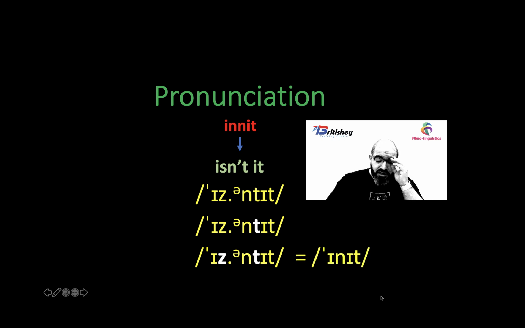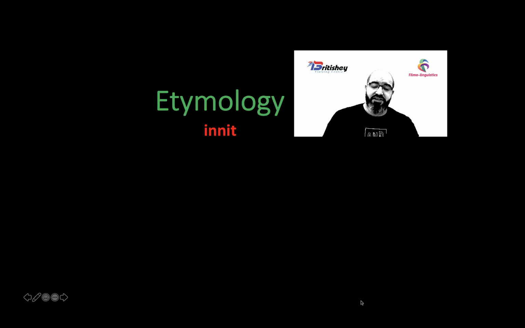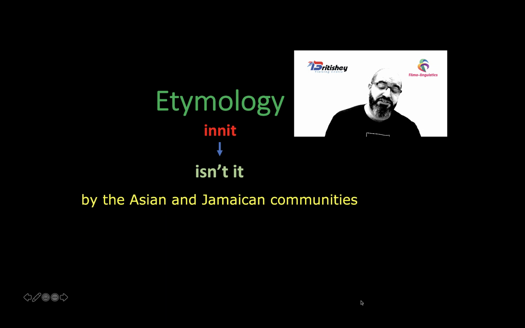Nice. Now, what's the etymology of innit? And when we say etymology, we mean where did it come from? How do we have this contracted form now in the English language? A lot of people say that originally it was isn't it, but Asian and Jamaican communities in Britain started pronouncing isn't it as innit. And then British people started copying that, and a lot of linguists say the same.